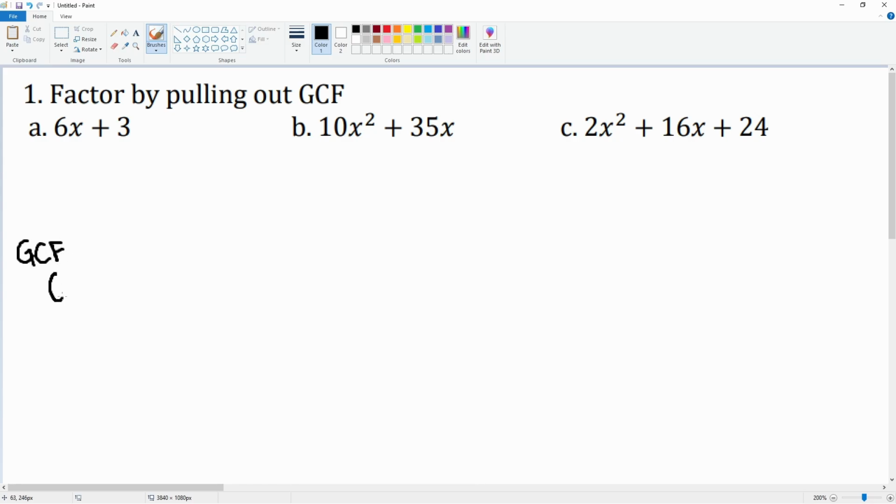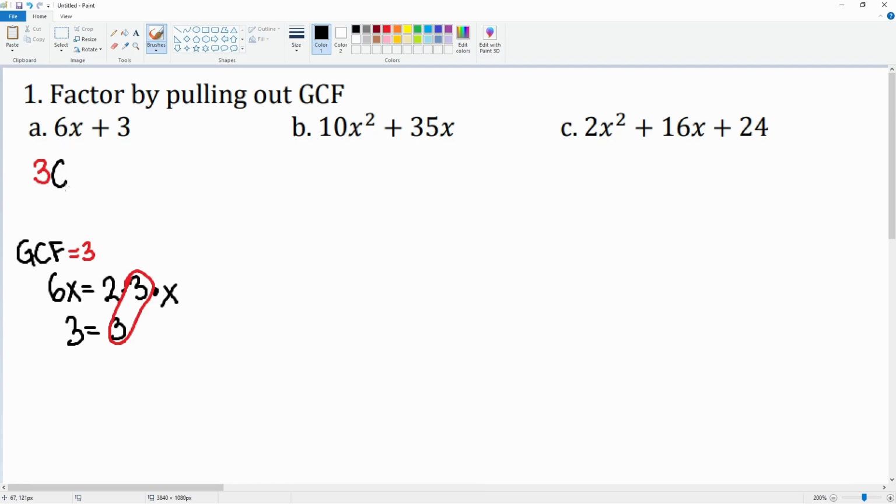We have to break up the number 6x. That can be split up into 2 times 3, then there's the x there. The number 3 can just be split to just a 3. What I'm circling here is the factor they have in common, which is 3. So the GCF here is going to be 3. So we pull out a 3, and what we have here is what we have left.